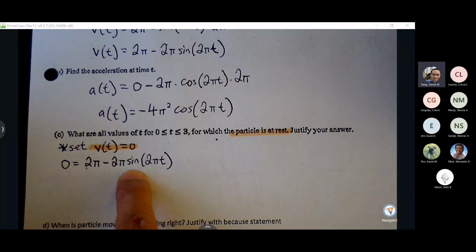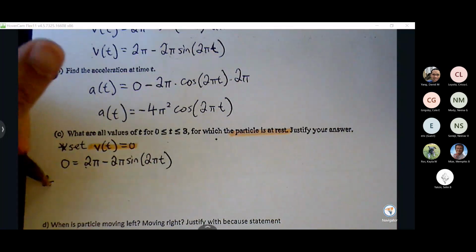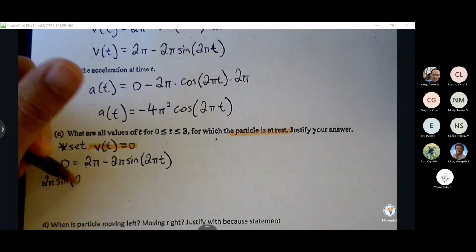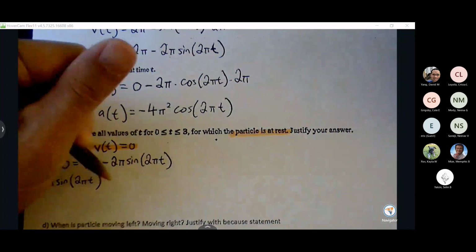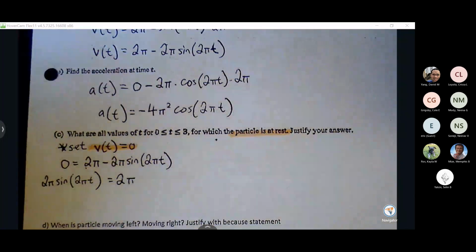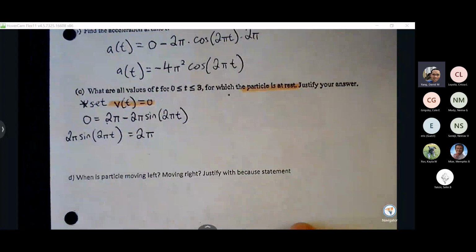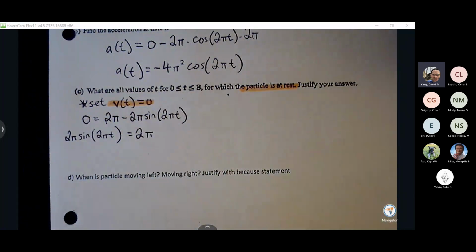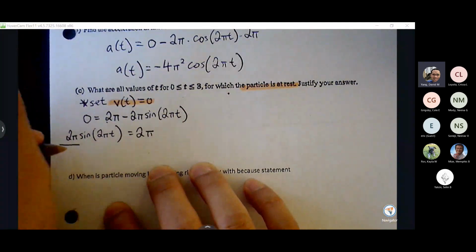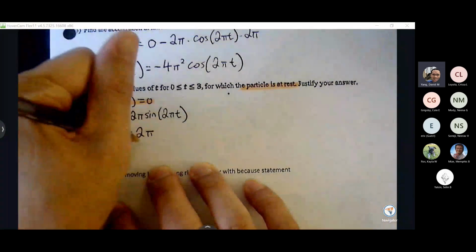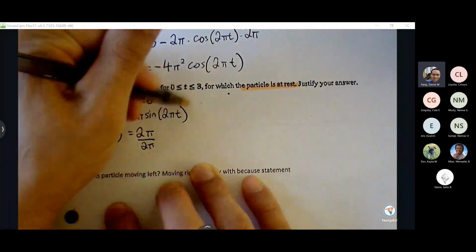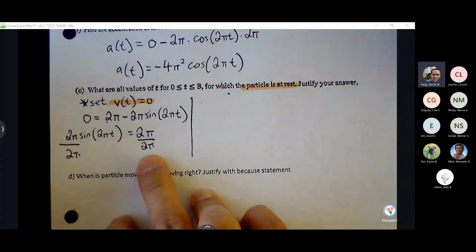Okay, I'm going to move that negative 2 pi sine 2 pi t to the left side, just so I can get both terms to be positive. All right, piece by piece, I'm going to see if I can work my way down to solving for t. What would you do first? Yeah, let's get that 2 pi out of the way. So get that coefficient to go away, and we can get that right side to clean up as well. 2 pi over 2 pi is just 1.